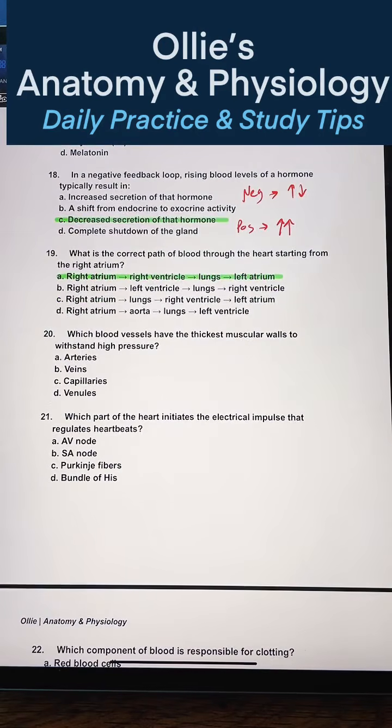Number 20, which blood vessels have the thickest muscular walls to withstand high pressure? A, B, C, or D?